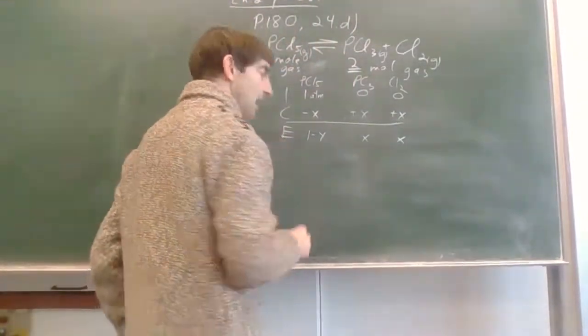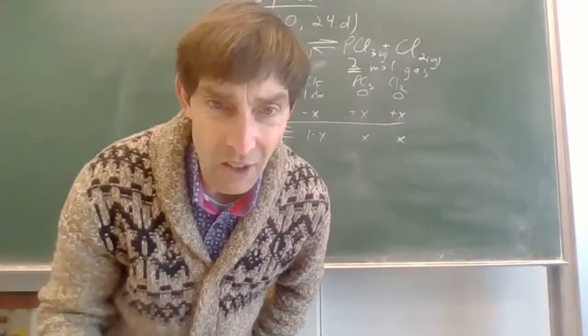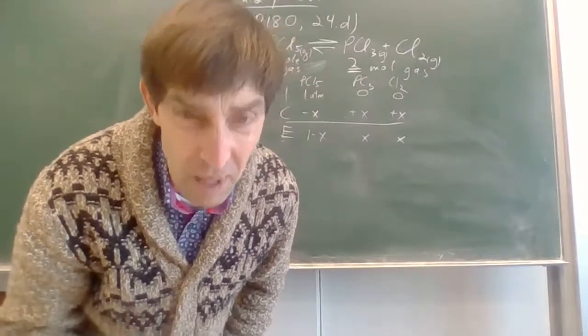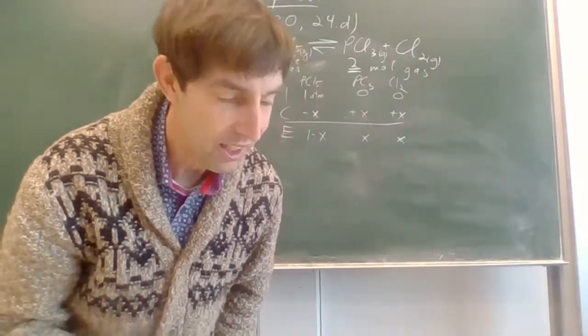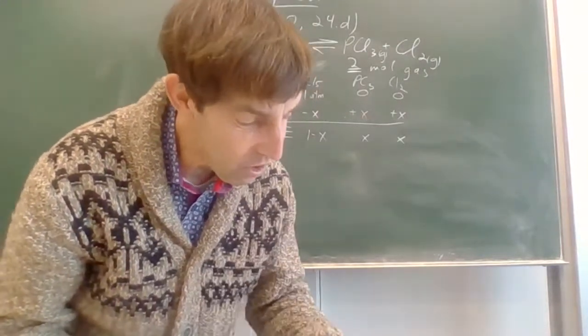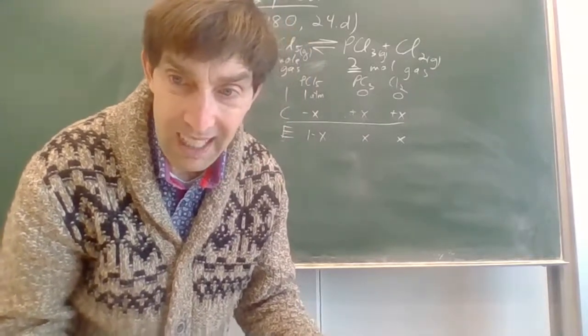So I can't do products over reactants. Why? Because I don't have the Kp. They didn't give me the K. You're going to figure that out in C. But what I can do is what?